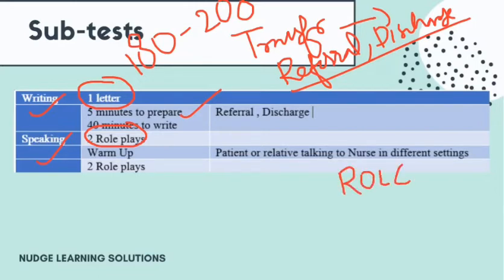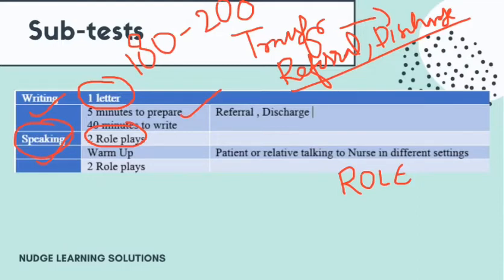In a role play, you will be provided with a particular situation. Suppose you are a nurse in an emergency ward of a hospital, and you will be acting as a nurse, and the examiner will be acting as a patient or a patient's relative and will be asking you some doubts or clarification or help, and you need to respond to their needs accordingly. So that is the uniqueness of the speaking test of OET.